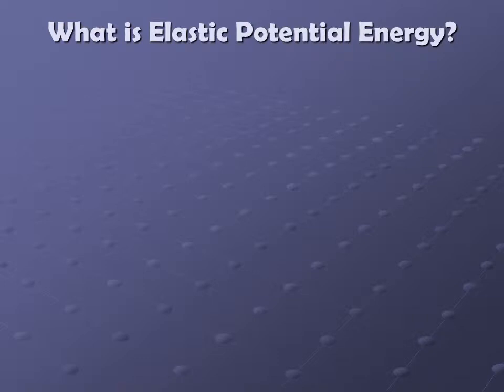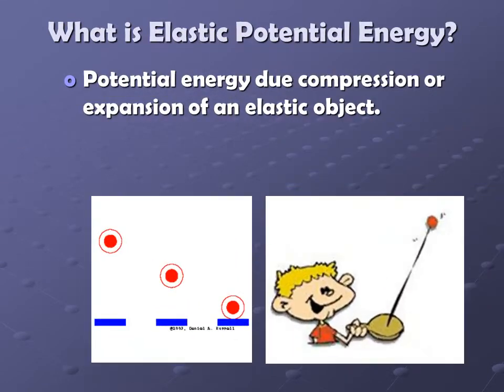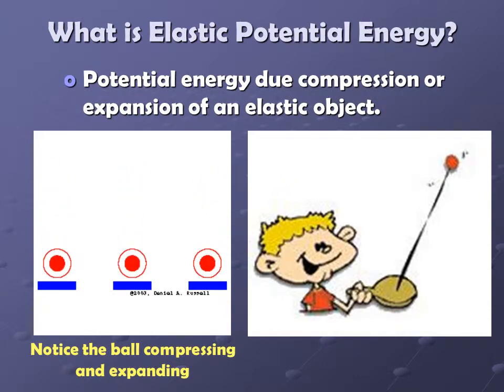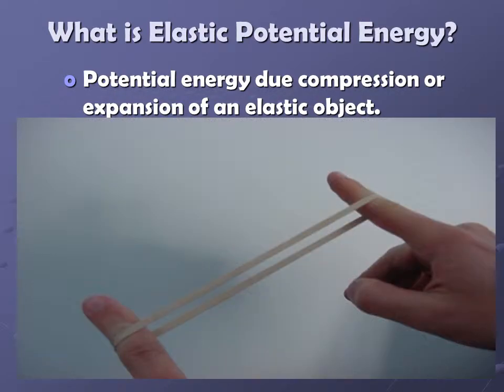So let's talk about elastic potential energy. Elastic potential energy is energy due to compression or expansion of an elastic object. We have a couple different examples here. You have a bouncy ball. This is a bouncy ball in slow motion, notice. It's going to compress, which gives it that bouncy effect. You have the same thing over here on the paddle. A rubber band, if you're going to shoot a rubber band across the room, or a slingshot, something like that.